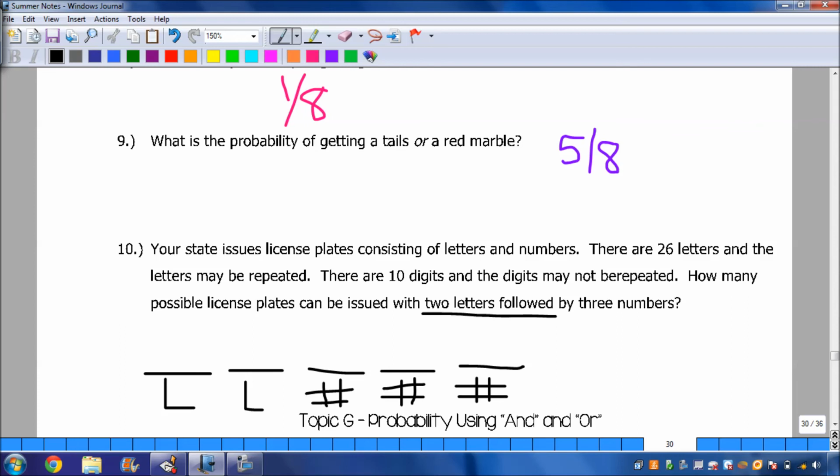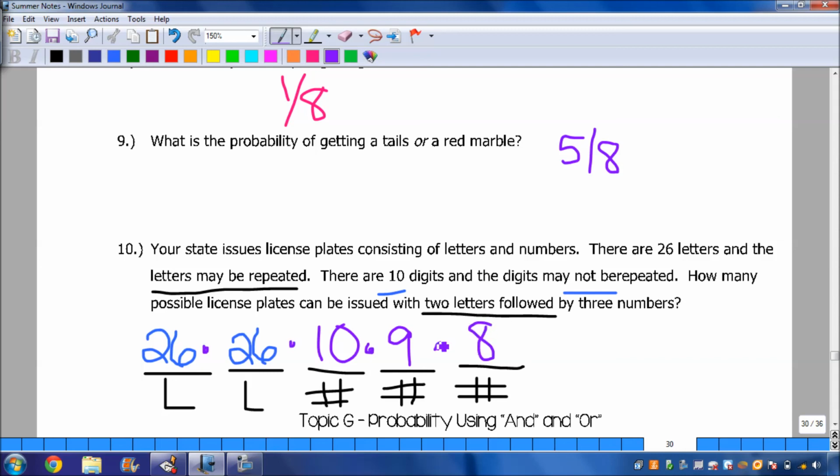And then it says that the letters may be repeated. So how many options do you have for letters to choose from? Well, there's 26 letters in the alphabet, so I've got 26 choices for the first letter. The second letter, I still have 26 choices because I can use the same letter twice, okay? Then it says there are 10 digits and the digits may not be repeated. So I've got 10 options for the first digit, 9 options for the second one because I can't repeat whatever I used for the first one, and then I've got 8 options for the third one. Multiply all of these numbers together and you end up getting that there are 486,720 possibilities.